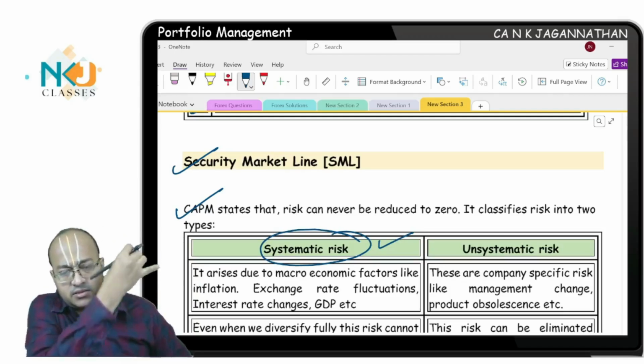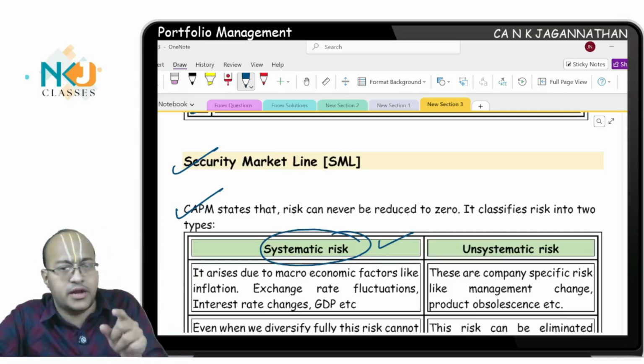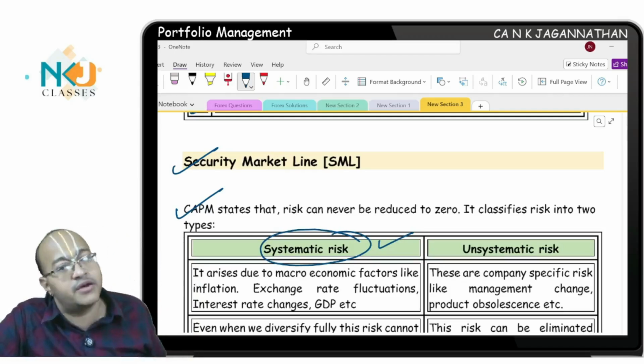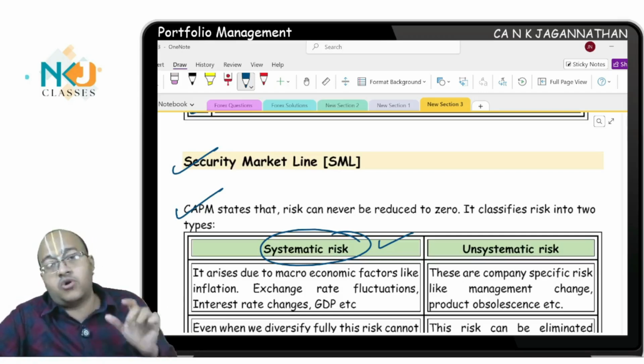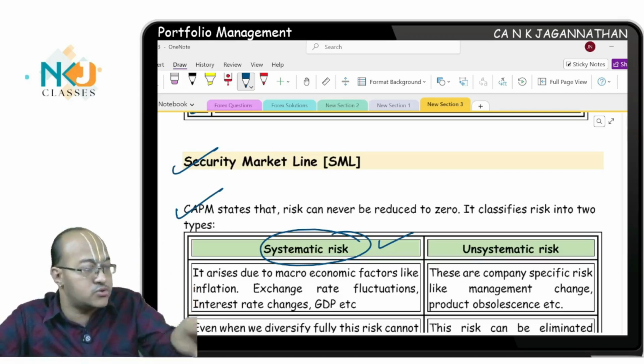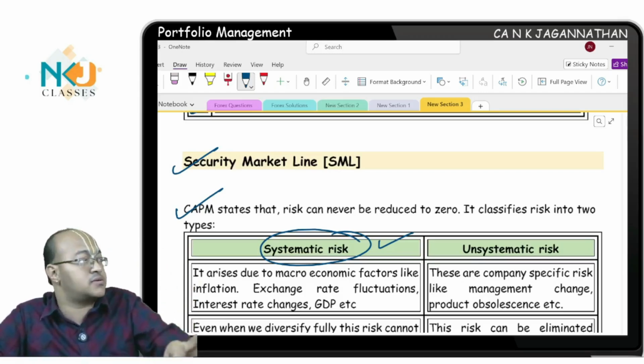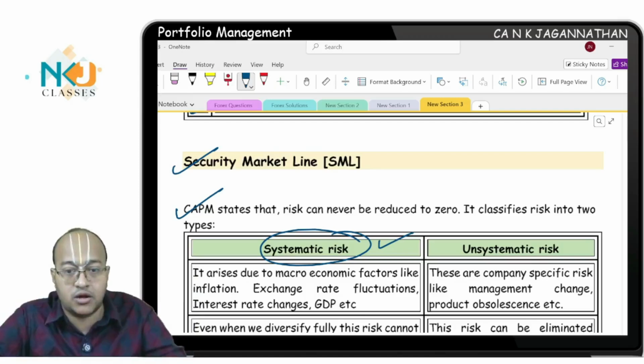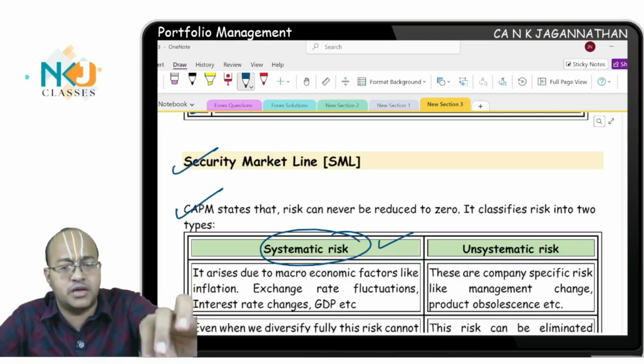In the previous discussions on Markowitz's portfolio theory, I told you that diversification will reduce risk. Agreed? But this model says diversification can only reduce the unsystematic risk. Systematic risk can never be reduced by diversification. Are you all understanding? Very simple. I will give you a classic example.